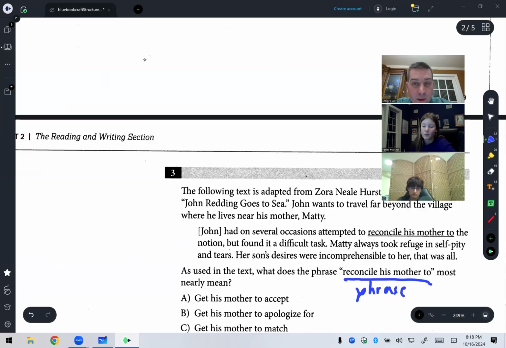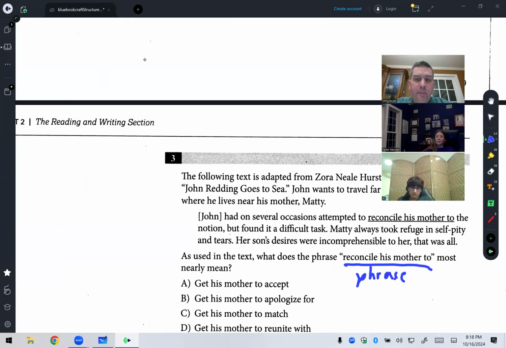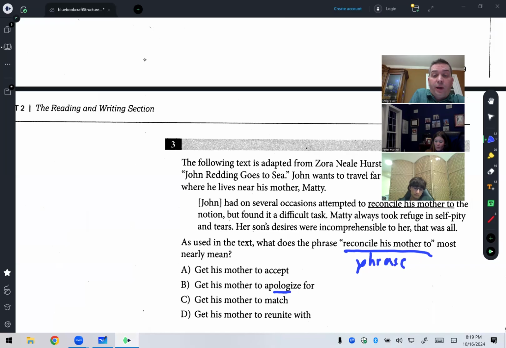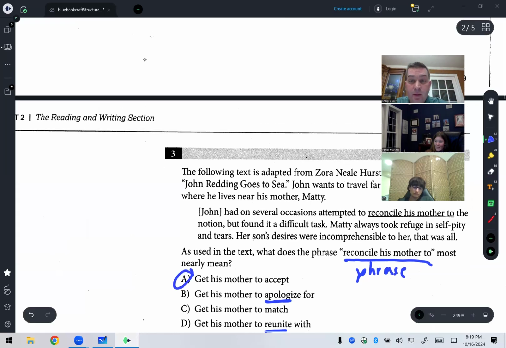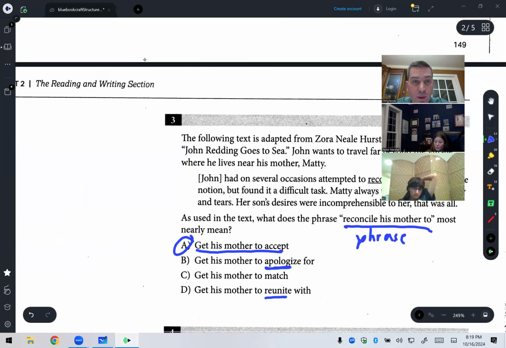I think they're sort of playing on this word reconcile in its dictionary definitions. When we think of to reconcile, we usually think of reconciliation, reunification, or apologizing for something. These are all the wrong answers. What this phrase means in context would be get his mother to accept. And if you read this phrase back in the sentence, it would make the most sense. Okay, I'm going to keep moving.